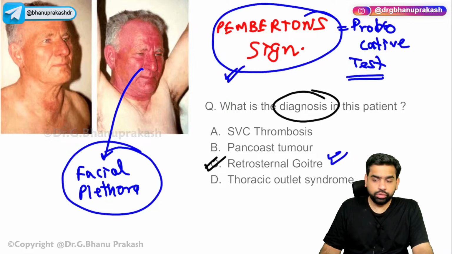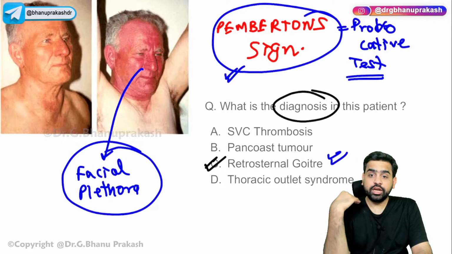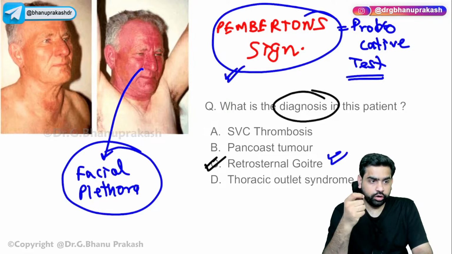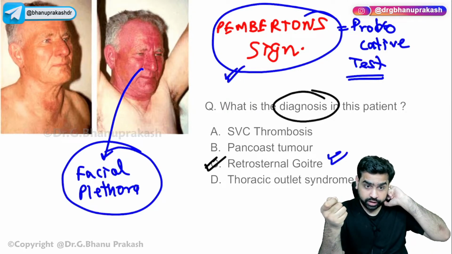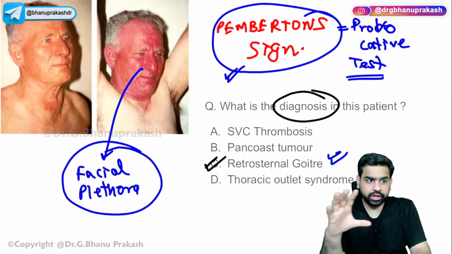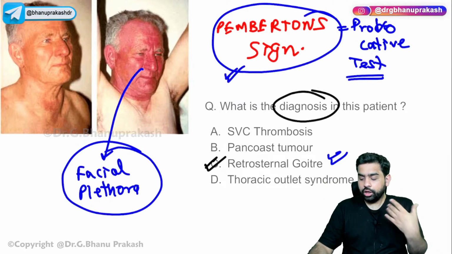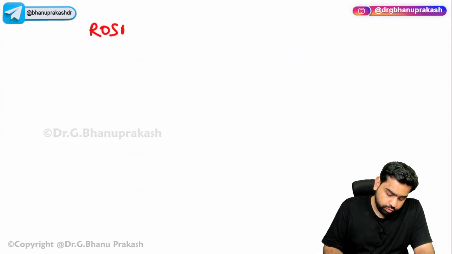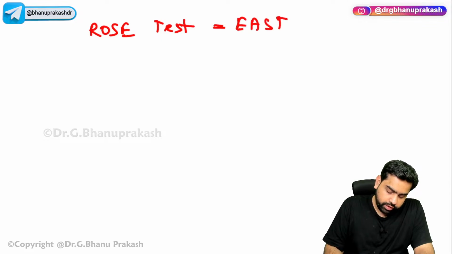Now Saloni is asking, sir, what is Roos sign? So Roos sign is first of all not for this. Can anybody tell me, the Roos test is used for the diagnosis of what? Saloni, can you please help me with this? This is basically for thoracic outlet syndrome. What is the other name of the Roos test? The Roos test is also referred to as the EAST test.